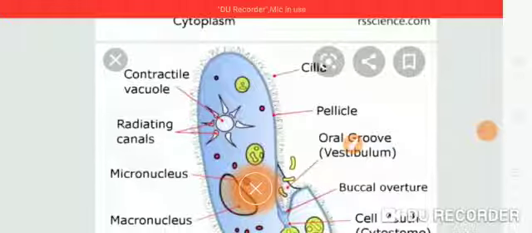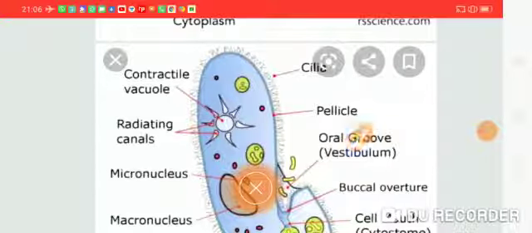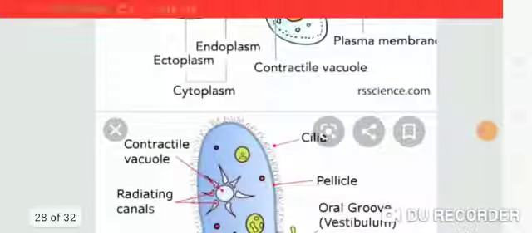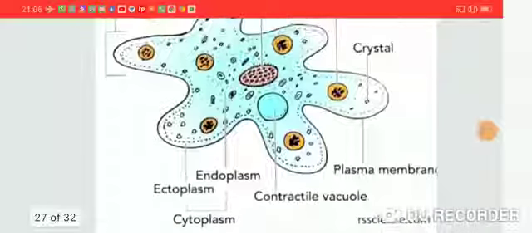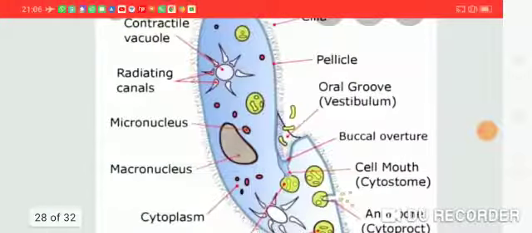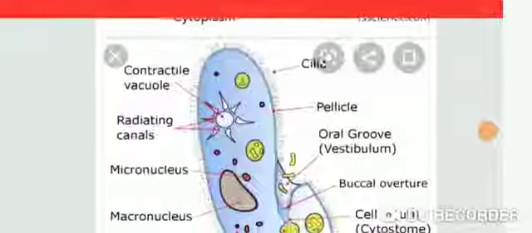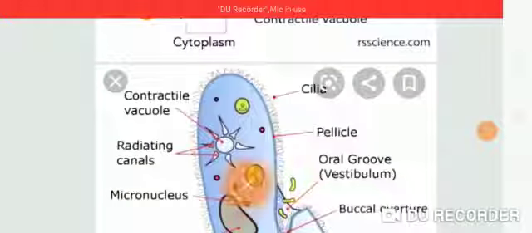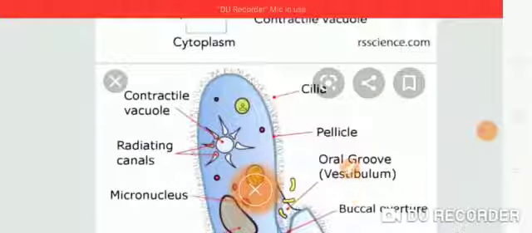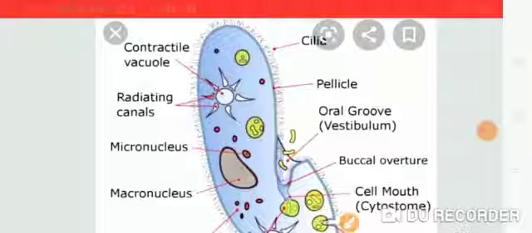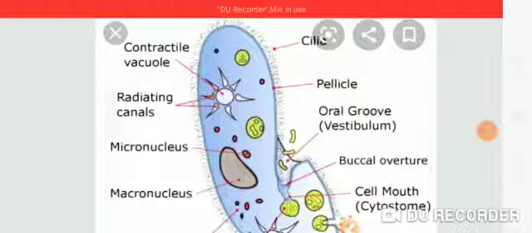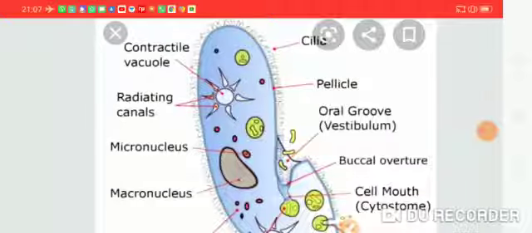What is the function of these cilia? They help in the movement of paramecium. And in paramecium two nuclei are present. One is the macronucleus and the second one is the micronucleus. Macronucleus means the nucleus which is big in size, and micronucleus means the nucleus which is small in size. Clear to all of you? And this organism moves very fast by using the cilia.